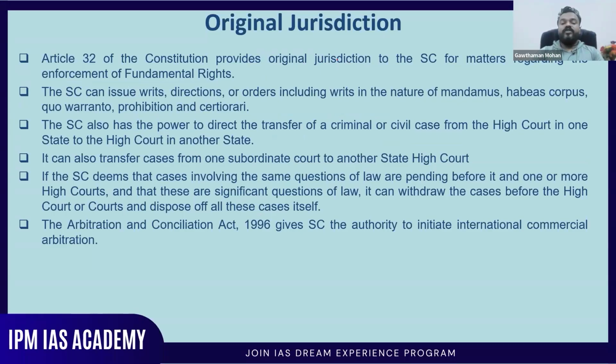Article 32 of the Constitution provides original jurisdiction to the Supreme Court for matters regarding the enforcement of fundamental rights. The Supreme Court can issue writs, directions, or orders, including writs in the nature of mandamus, habeas corpus, quo warranto, prohibition, and certiorari. The Supreme Court also has the power to direct a transfer of a criminal or civil case from a High Court in one state to a High Court in another state. Okay, from one state to another, it can actually transfer the case. It can also transfer cases from one subordinate court to another state's High Court.